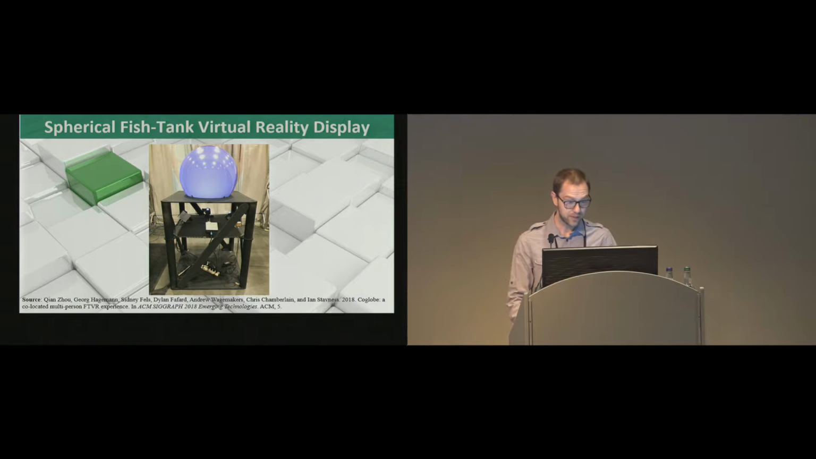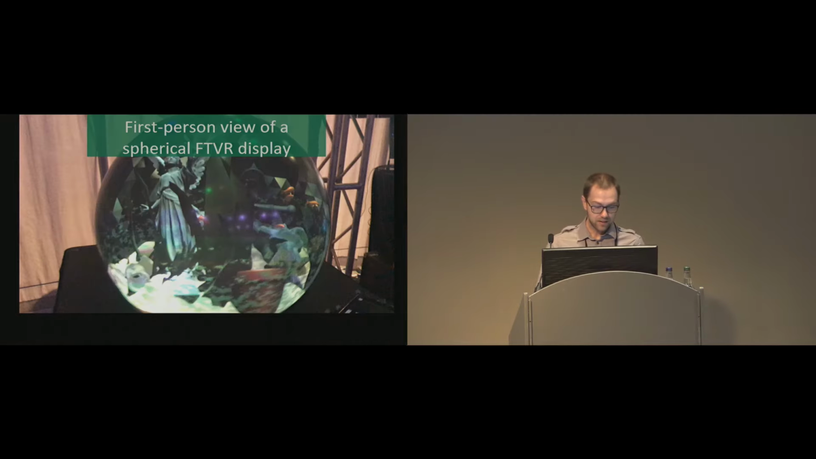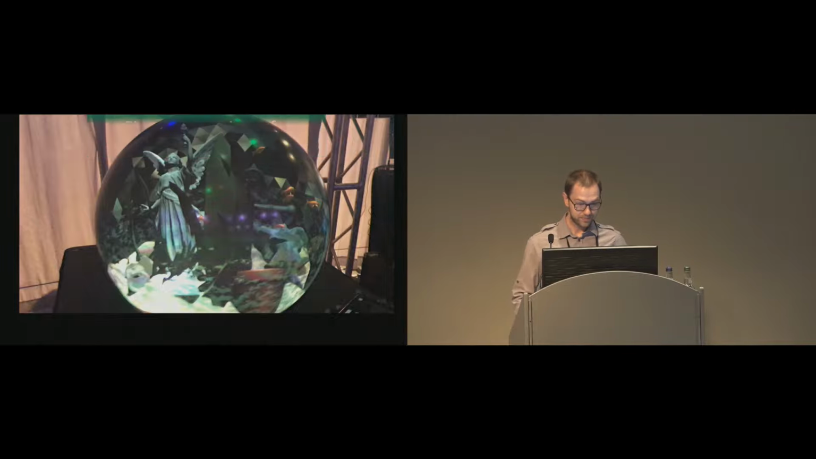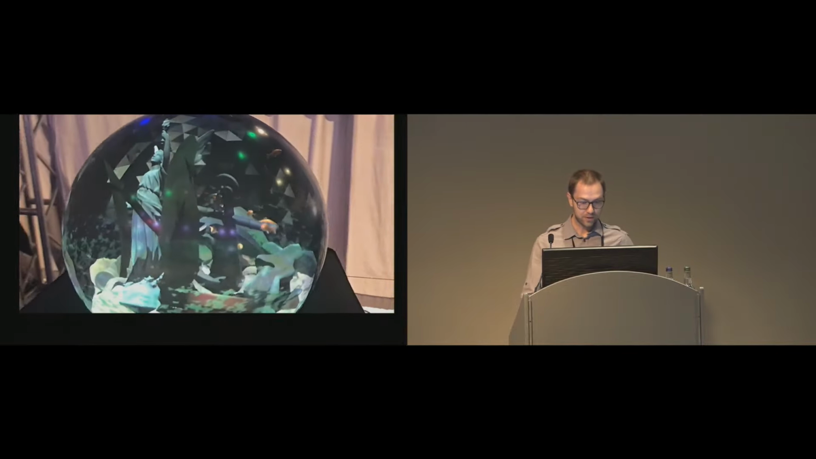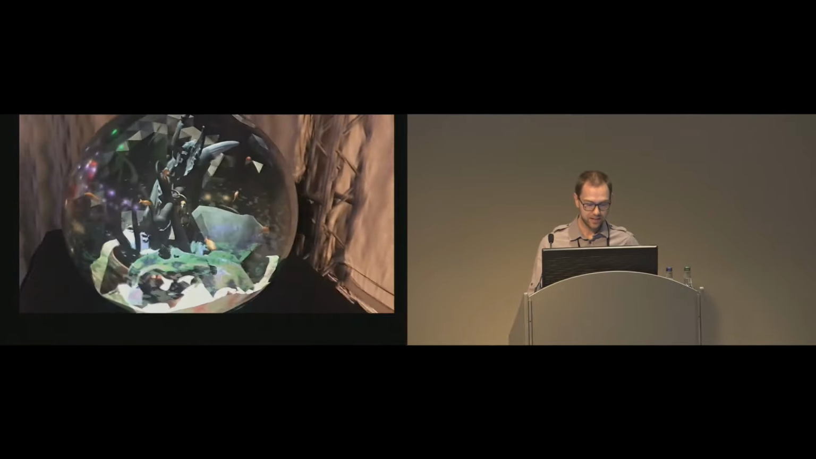Here's an example of a spherical FTVR display called CoGlobe. It was exhibited at SIGGRAPH last year. It features multiple projectors and a curved projection surface that can render a contained virtual environment in a physical space. Here's some first-person video of the display exhibiting a fishbowl scene. Users may walk completely around the display while the content is rendered securely inside.